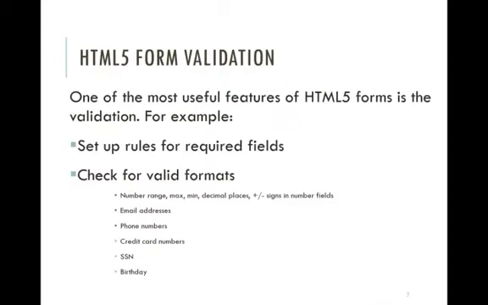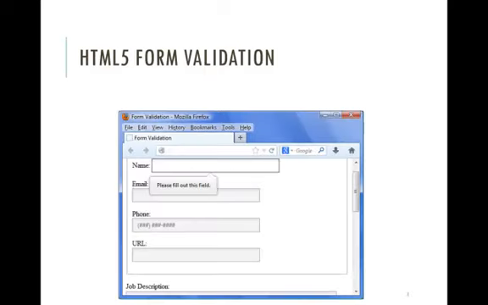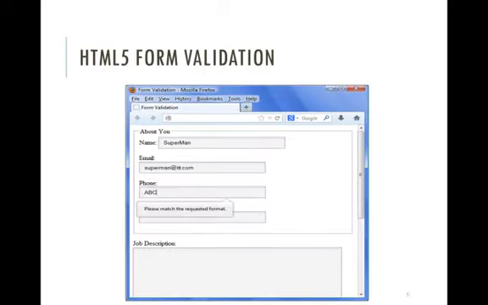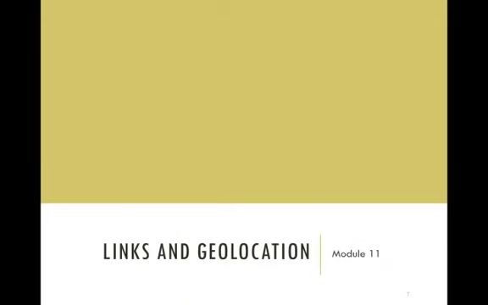One of the most useful features of HTML5 forms is the validation. You can set up rules for any kind of required fields, and you can also check for valid formats. For example, you can see that name is a required field on this form. You can also see that the email address is not accepted since there's no .com or @ sign. And here it's asking you to match the requested format.